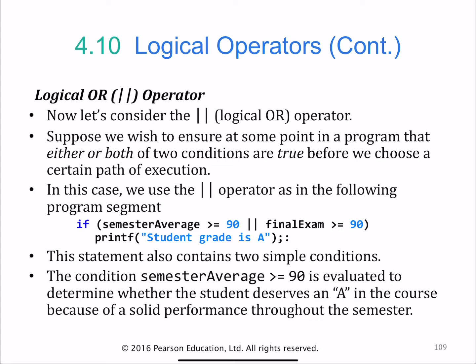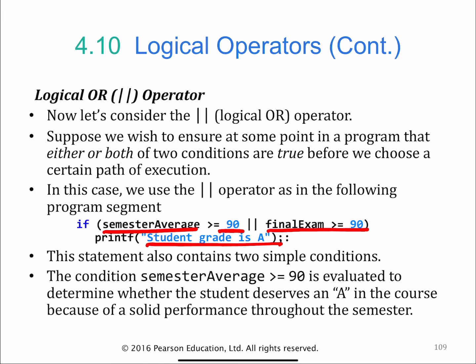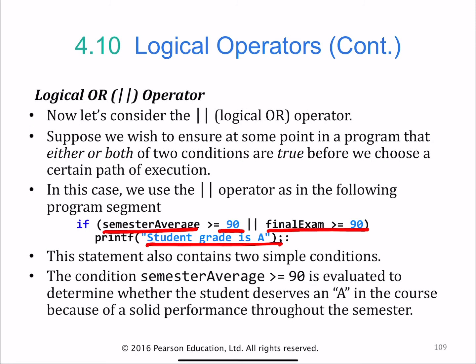Then we have the logical OR operator, which, in this example, we have one variable, semester average. Let's say if that is greater than or equal to 90, or the final exam score is greater than or equal to 90, then the student gets an A grade. Let's say that's our condition. So if one or the other has to be true for the student to get an A grade, you can combine those two conditions using an OR operator.